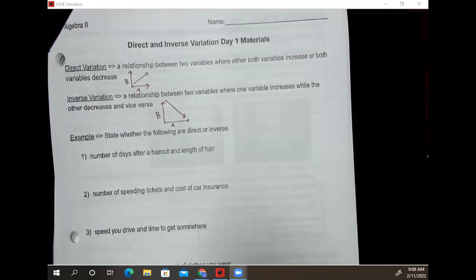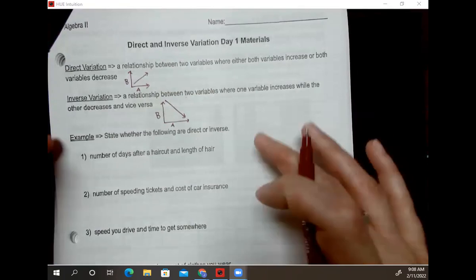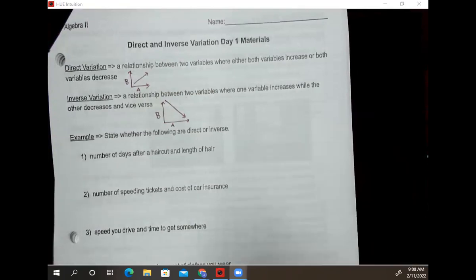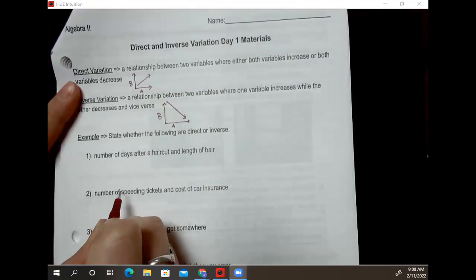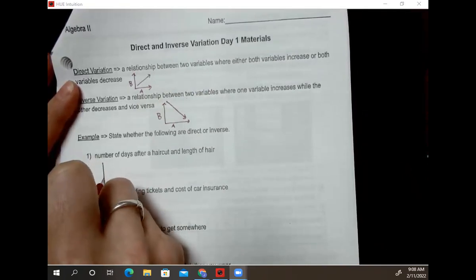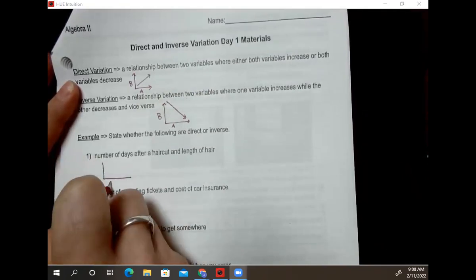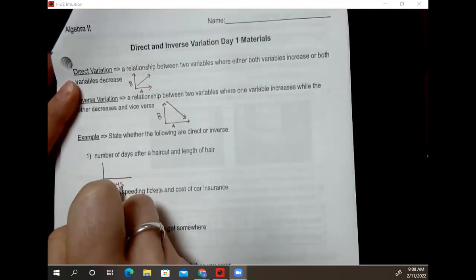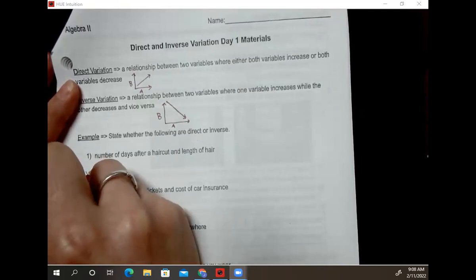We're going to look at a few examples of variations together, and then I have an activity for you for today. So these are all with a context, so we're not looking at hard numbers, we're just looking at what I would expect to happen. For our first example, it says the number of days after a haircut and the length of my hair. So those are my two variables. How many days it's been since my haircut and the length of my hair.